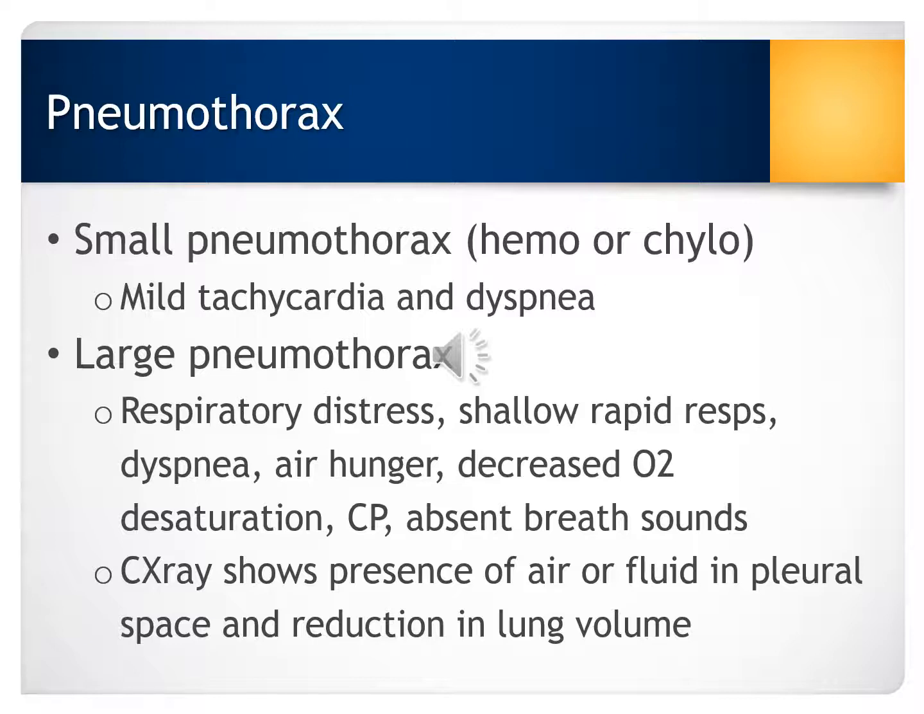A pneumothorax can be small or large. Someone with a small pneumo may have mild tachycardia and mild dyspnea. As the pneumothorax gets larger, the person will have increased respiratory distress. They may present with shallow, rapid respirations, dyspnea, air hunger. They may have decreased O2 saturations. They may have chest pain and absence of breath sounds in the area of the pneumothorax. A chest X-ray will show the presence of air or fluid in the pleural space and a reduction in lung volume.